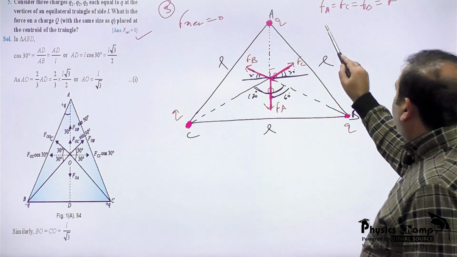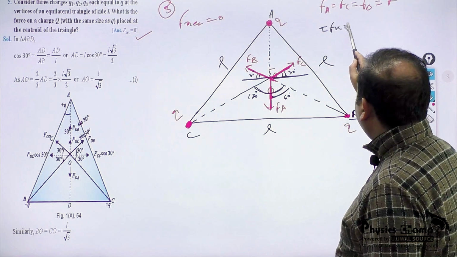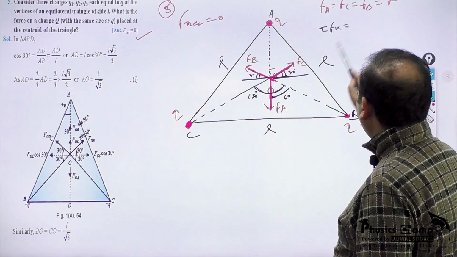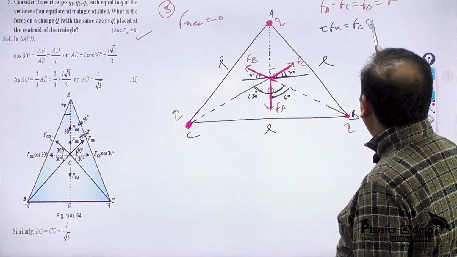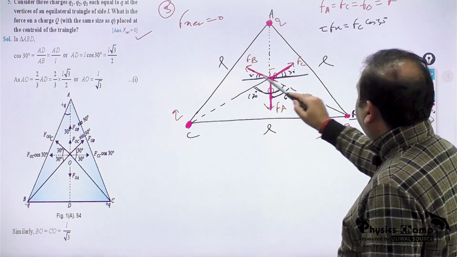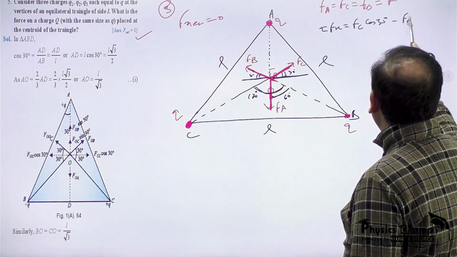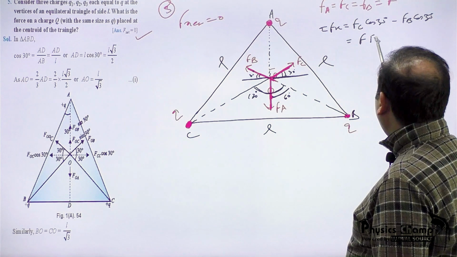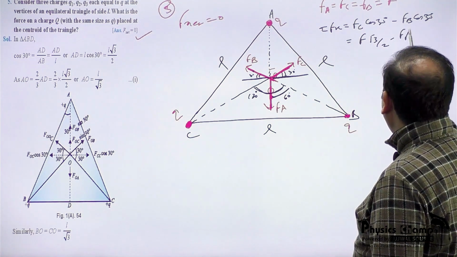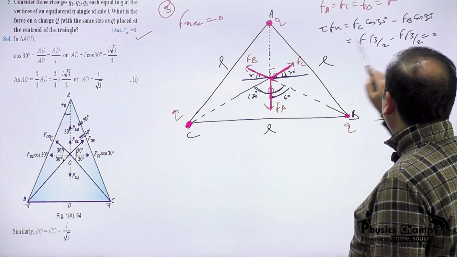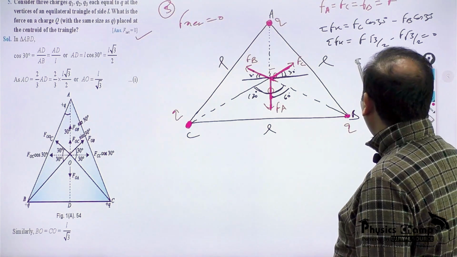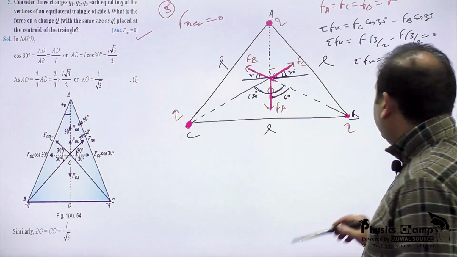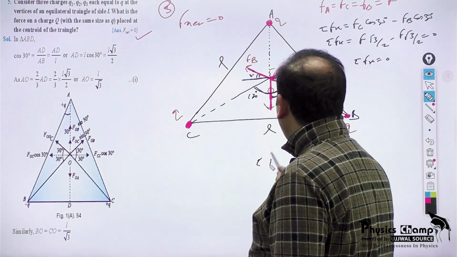So let's go for sigma Fx in the arrangement. Sigma Fx in the arrangement will be Fc cos 30 minus Fb cos 30. So this is F root 3 by 2 minus F root 3 by 2, which is 0. Sigma Fx will be 0 in the arrangement. Similarly, I go for sigma Fy.